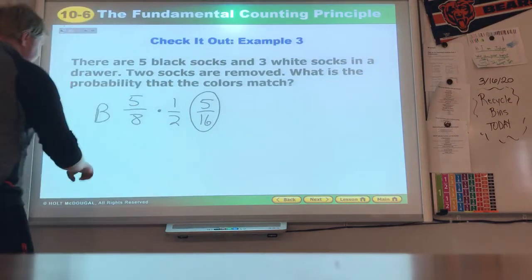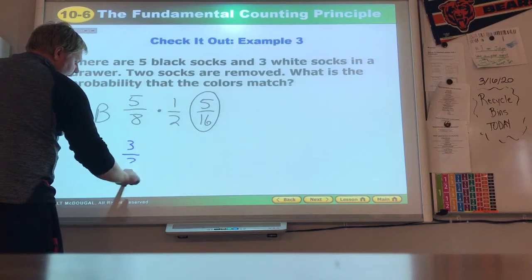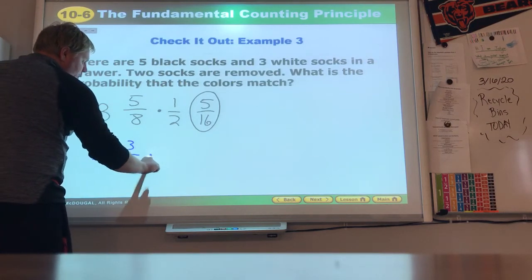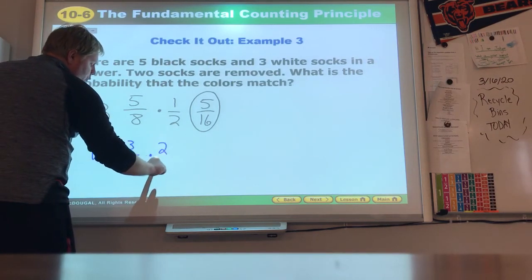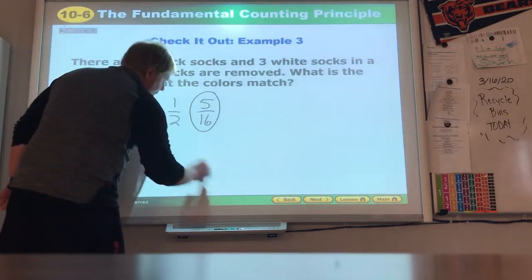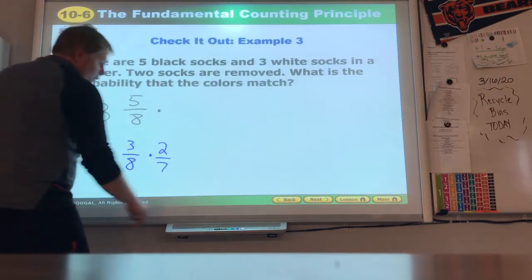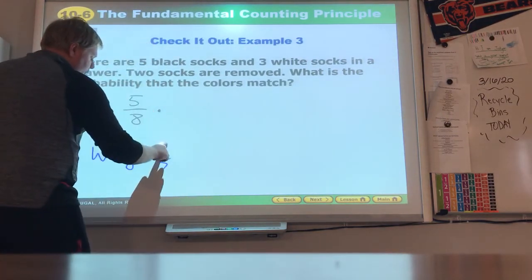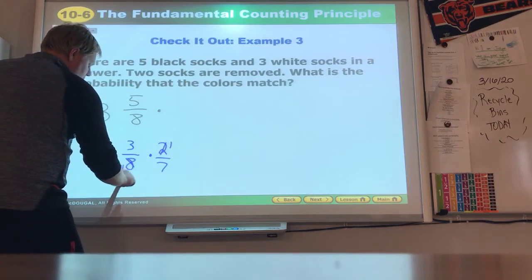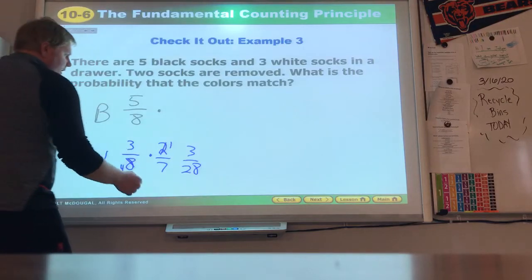For our white sock, there's a 3 out of 8. Yay, we get the one we want. Now we have a 2 out of 7 chance. I made a mistake. We'll come back to it. Hopefully you saw it. All right, so 2 out of 7. I'm going to reduce 1 and 4. 3 out of 28 chance of getting a white sock.